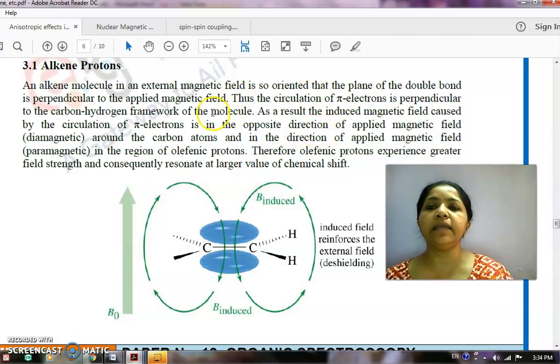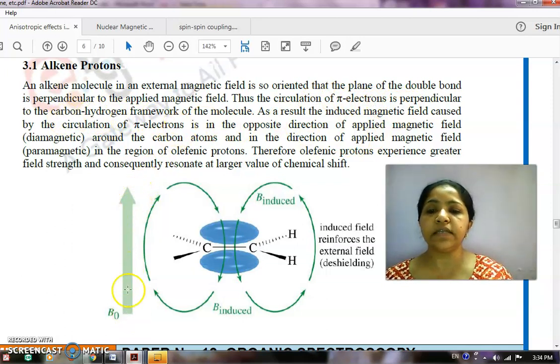An alkene molecule in an external magnetic field is so oriented that the plane of the double bond is perpendicular. So here, first line explanation, this is the direction and this is the plane. So this plane and this direction are perpendicular. Next line, thus the circulation of the pi electron is perpendicular to the carbon hydrogen framework.